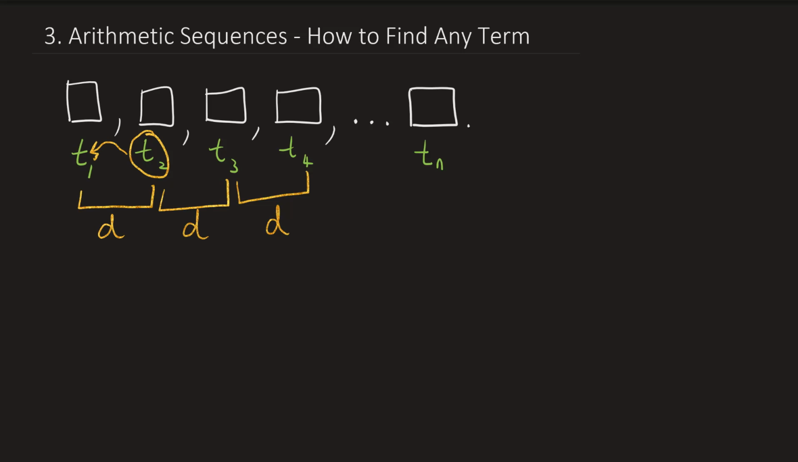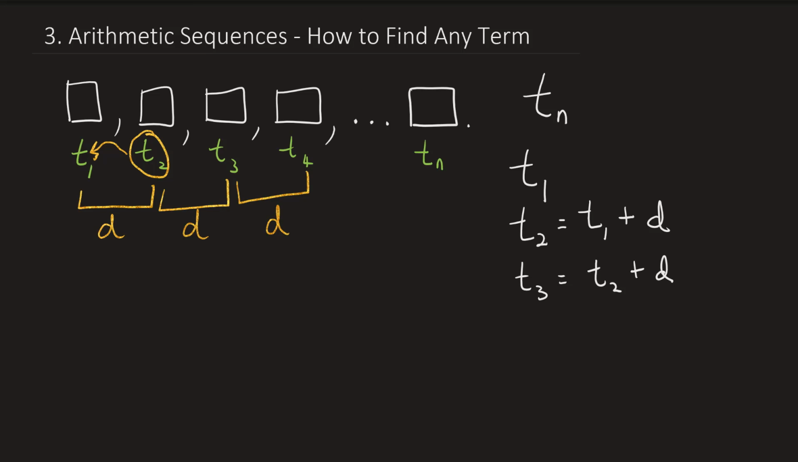Let's take a look now to see if we can come up with a formula to find any term Tn. To do this, we will look at each term in turn. So let's take a look at the first one, T1. Well, T1 is just as it is. The second term, T2, is going to be the first term plus the common difference. The third term is going to be the second term plus the common difference.